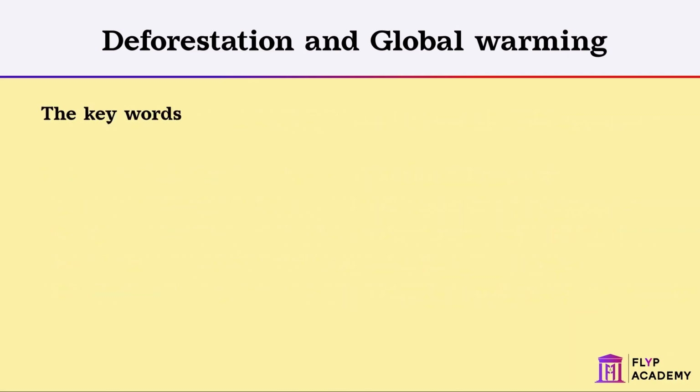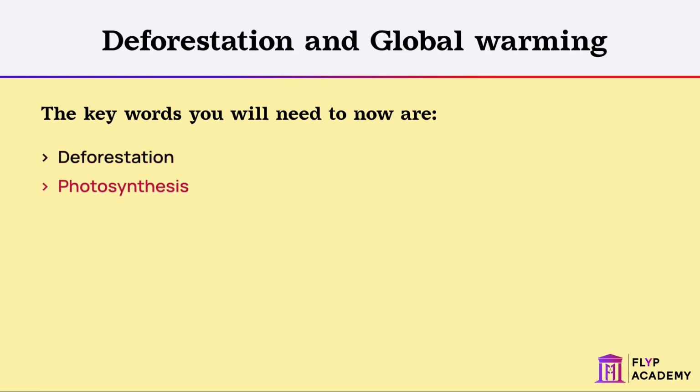The key words you will need to know are deforestation, photosynthesis, oxygen, carbon dioxide, global warming. Deforestation is the action of clearing areas of forest for human activities. Humans use wood as a building material, so often large areas of forest are cleared to supply this raw material.